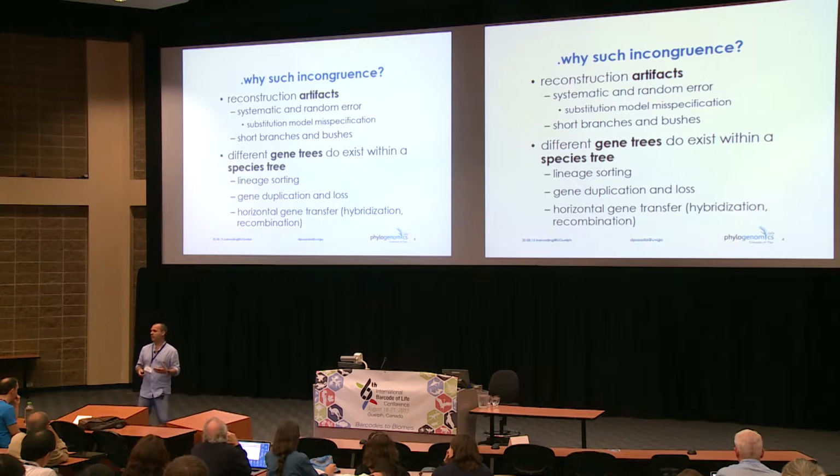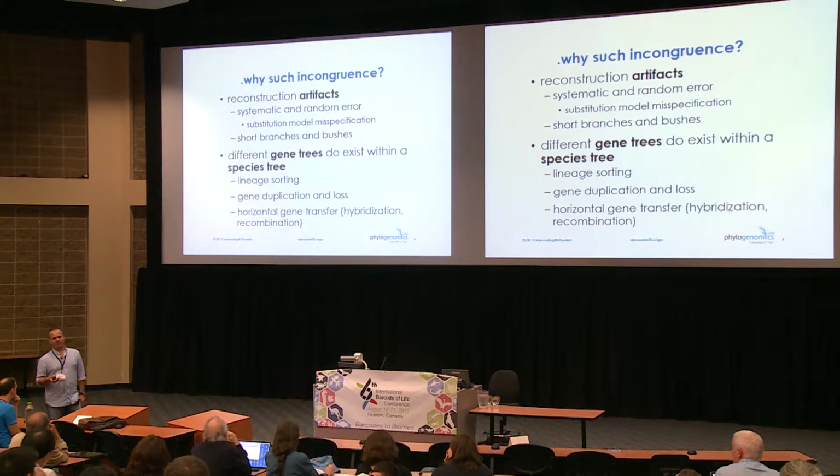And the main point today of my talk is something that is well known, it's been known for many years, but we were not very aware of this until very recently: there are biological processes which explain the disagreement of gene trees for the same species, okay?